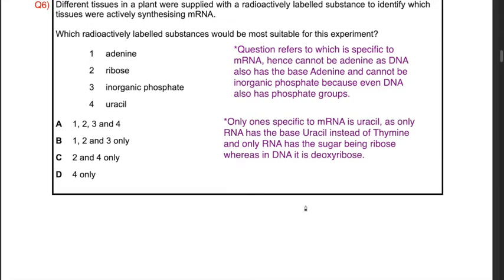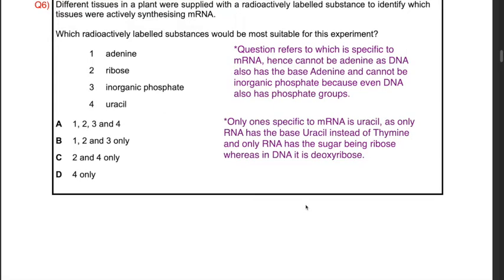Question 6. Different tissues in a plant were supplied with a radioactively labeled substance to identify which tissues were actively synthesizing mRNA. Which radioactively labeled substances would be most suitable for this experiment? 1. Adenine, 2. Ribose, 3. Inorganic phosphate, 4. Uracil. The question refers to which is specific to mRNA.